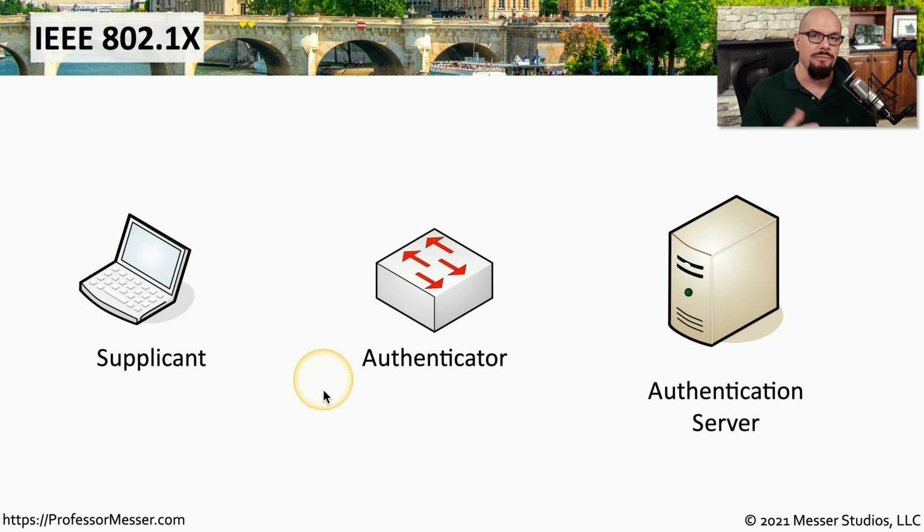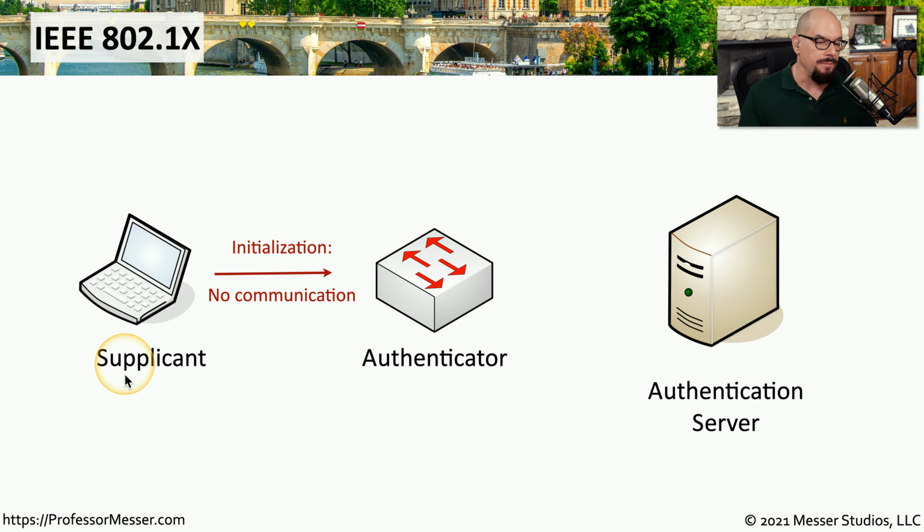Here's a broad description of how 802.1x works. We would usually have three separate devices in this conversation. We would have a supplicant. This is usually the device that would like to get access to the network. There is an authenticator. This is usually the device the supplicant is authenticating to. And the authenticator usually communicates on the back end to an authentication server.